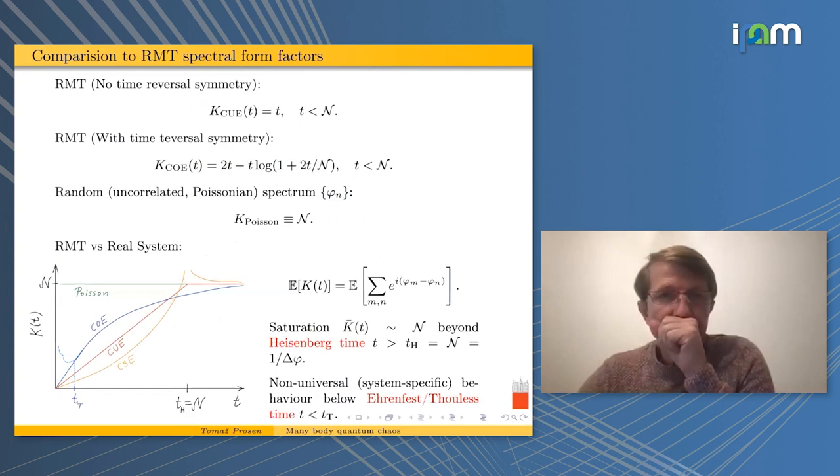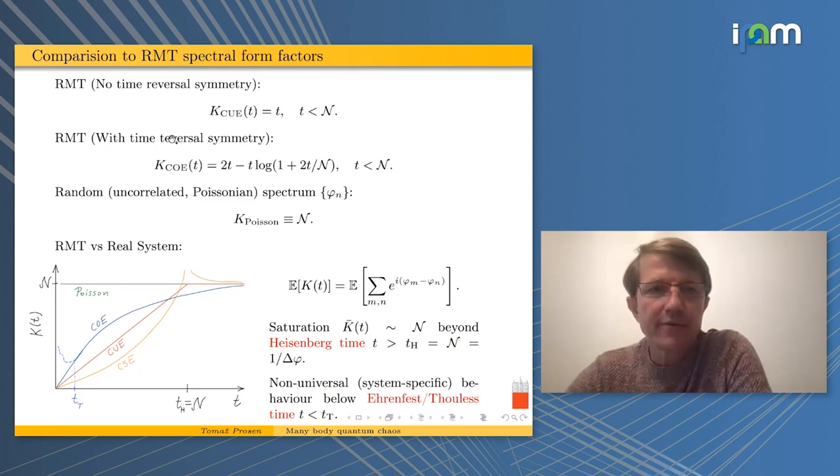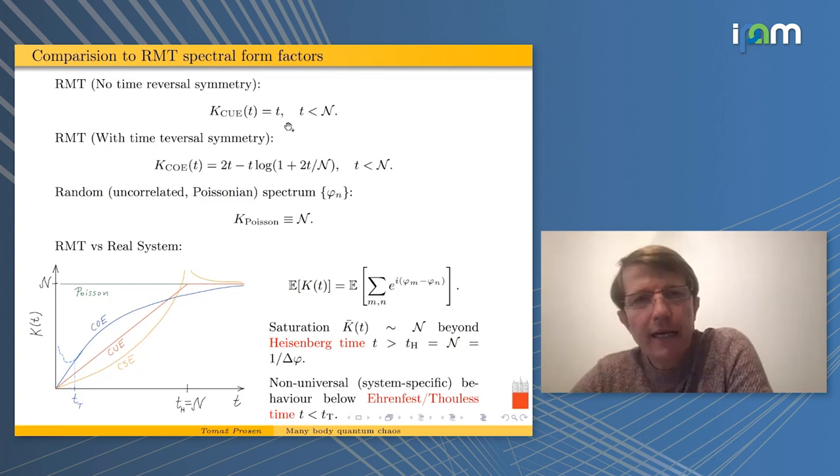And if you just read in the textbooks like Mehta, for example, what random matrix theory tells you about this spectral form factor, you get very simple results. There are two main ensembles of random matrices, depending on whether your system has or doesn't have time reversal symmetry, which are referred to as the circular orthogonal and circular unitary ensembles. And in this case, the spectral form factor has a linear ramp for times which are not extremely long. And the slope of the ramp is either one or two, depending on whether you don't have or have time reversal. So for example, this is a simple sketch of the spectral form factor.